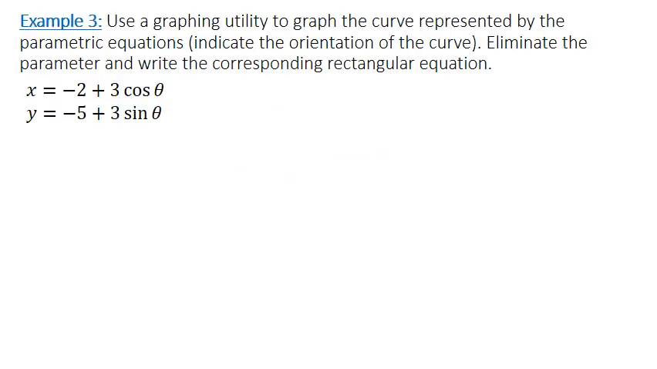Here it says use a graphing utility to graph the curve represented by these parametric equations. We need to make sure we identify the orientation of the curve and then eliminate the parameter. Now the thing to recognize here is that our parameter is theta, not t in this case, because here we have trig equations, so we're using theta instead. I can plug this into a graphing utility, but let's analyze this by hand.